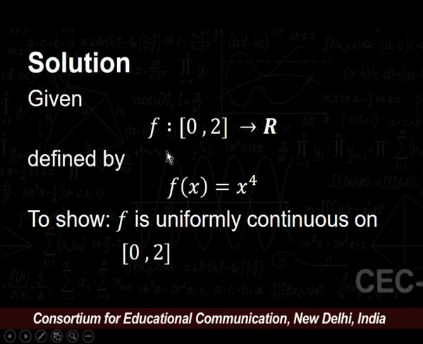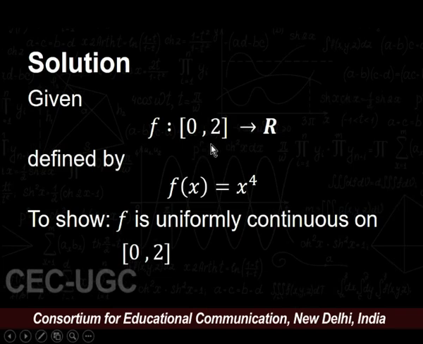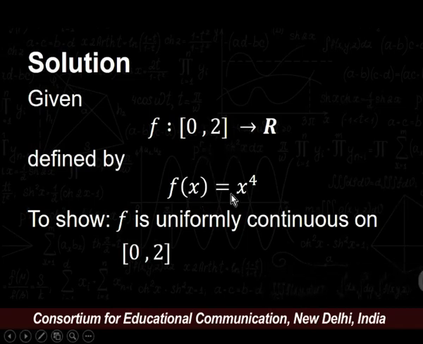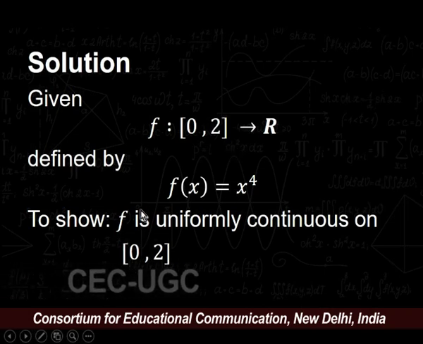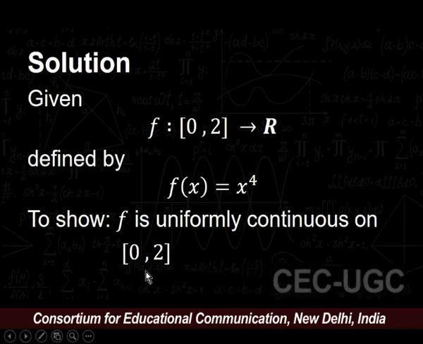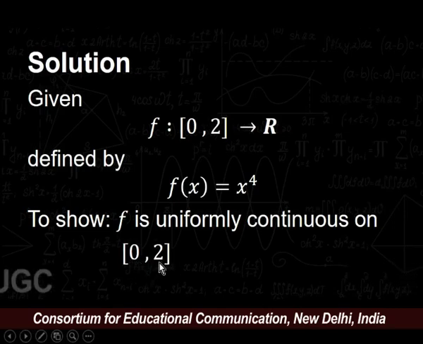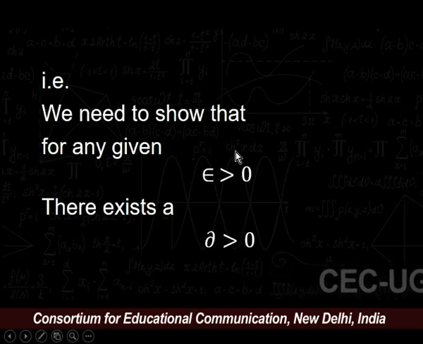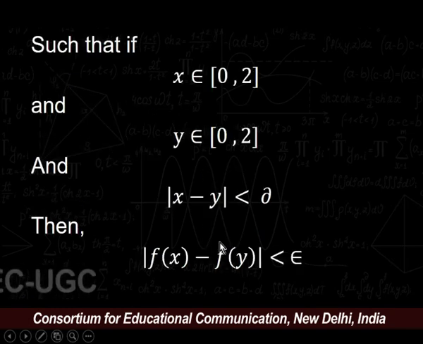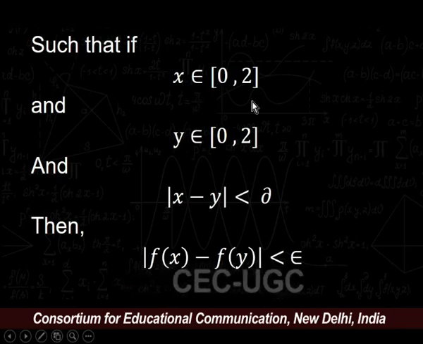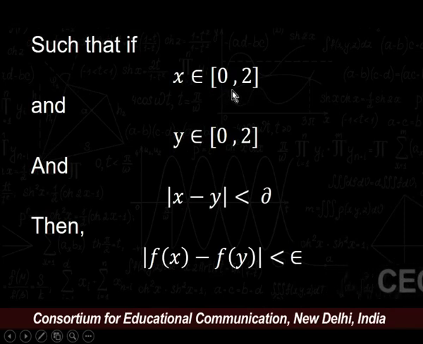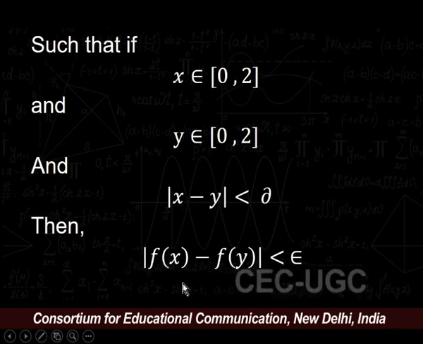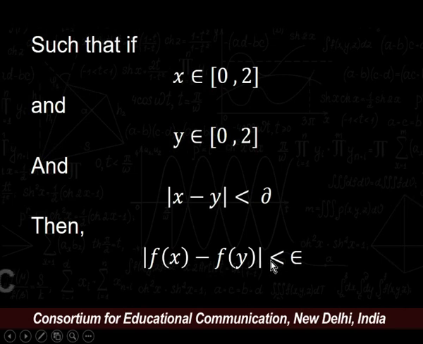As given, a function f is defined from I to R, where I is the closed interval [0, 2], and f(x) = x^4. We need to show that the function f is uniformly continuous on the closed interval [0, 2]. That means we need to show that by the mathematical definition, for any epsilon greater than 0 there exists a delta greater than 0 such that if any two points x and y belong to the interval I = [0, 2] and satisfy |x - y| < delta, then we must have |f(x) - f(y)| < epsilon.